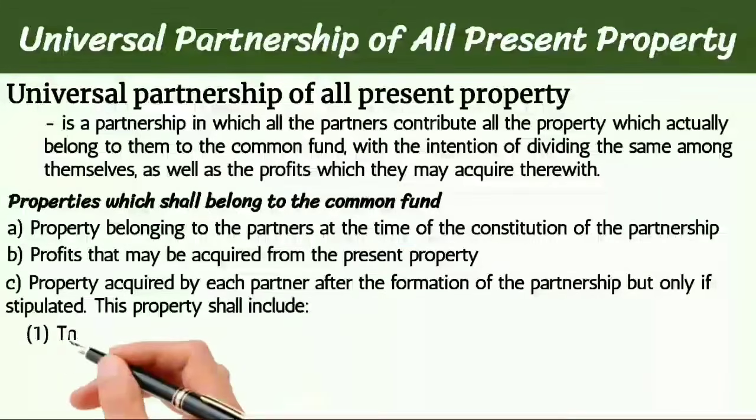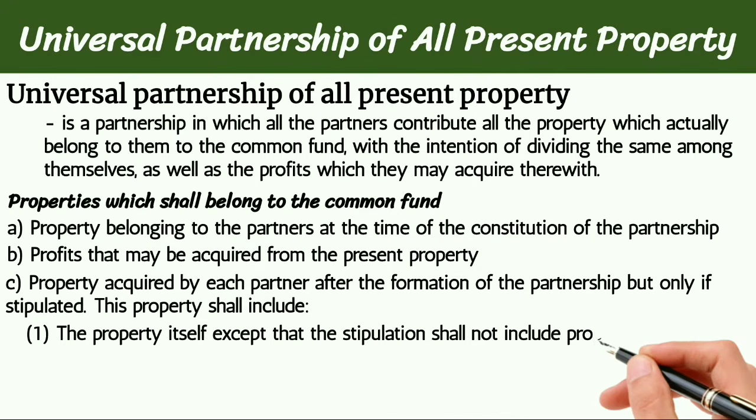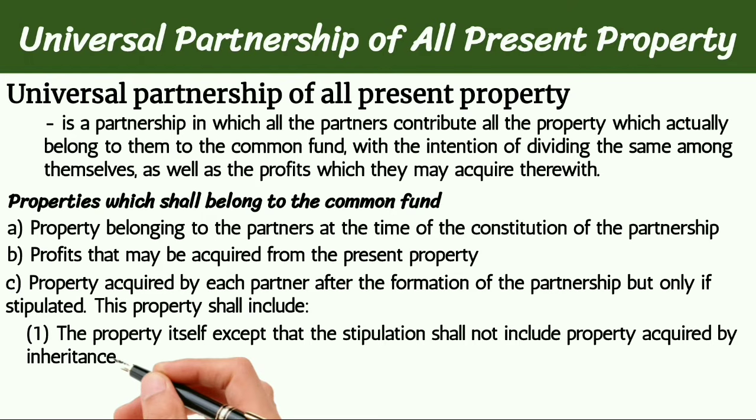This property shall include first, the property itself, except that the stipulation shall not include property acquired by inheritance, legacy, or donation. Anong ibig sabihin nito? Ang ibig sabihin nito, hindi pwedeng pag-usapan ng partners na pwedeng kasama sa common fund ng partnership yung property acquired by inheritance, legacy, or donation after the formation of the partnership. So yung property acquired by inheritance, legacy, or donation after the formation of the partnership ay exclusive property ng partners yan.